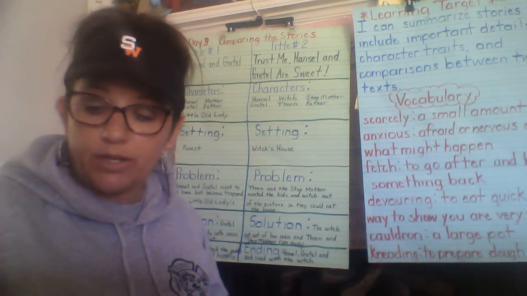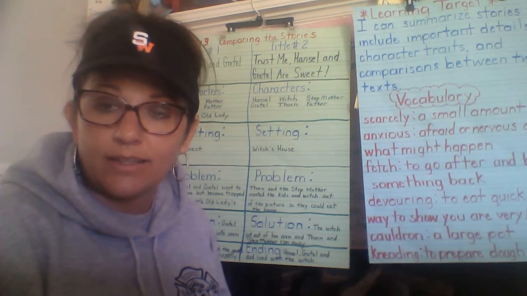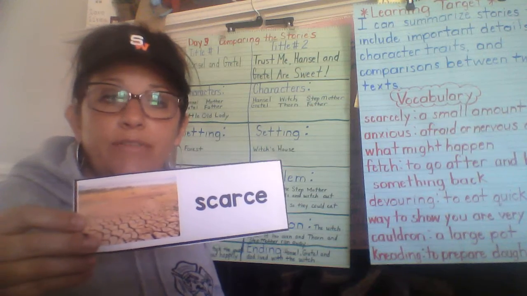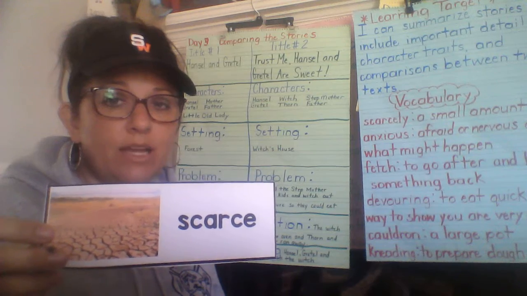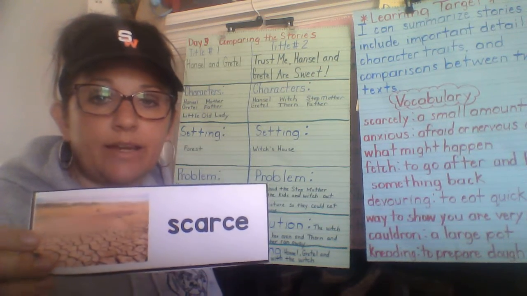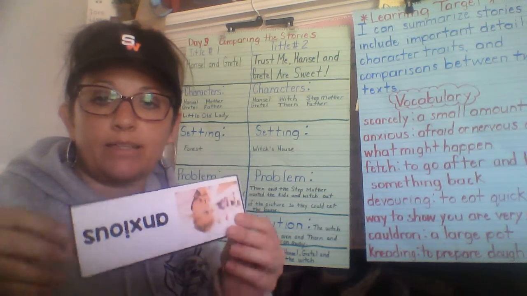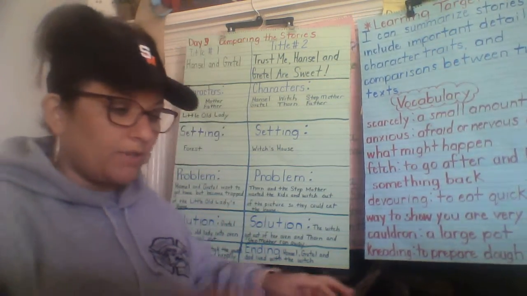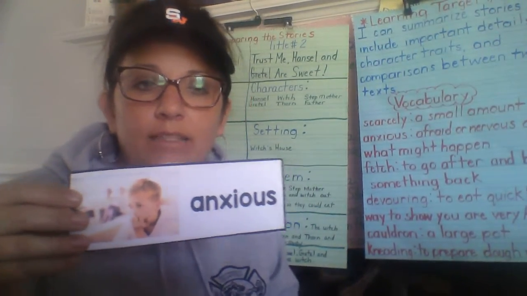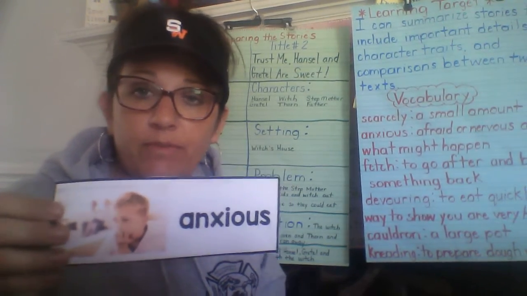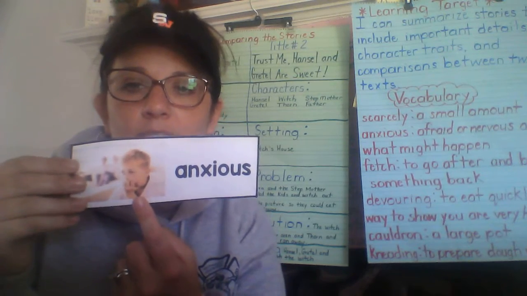The first one that we're going to look at is scarce. Think in your minds, what does scarce mean? That's right. When you have a scarce amount of something, it's a small amount. So we see there's nothing out there on that piece of land. It's scarce. Okay, our second word, and hopefully you've been practicing these at home. So we have anxious. When you're anxious, you're feeling afraid, you may be feeling nervous about what's getting ready to happen. And you can see he is looking very worried.